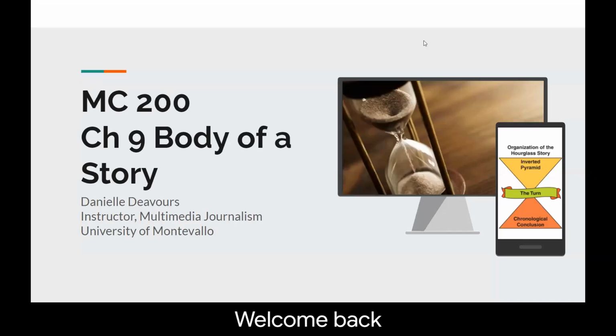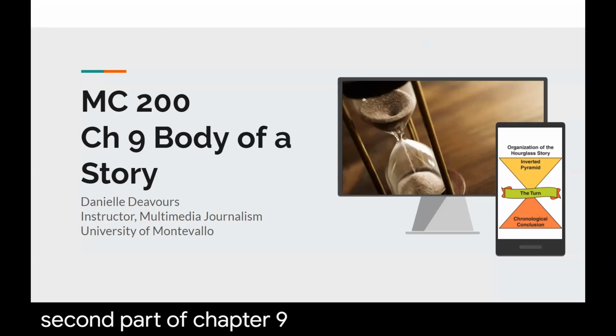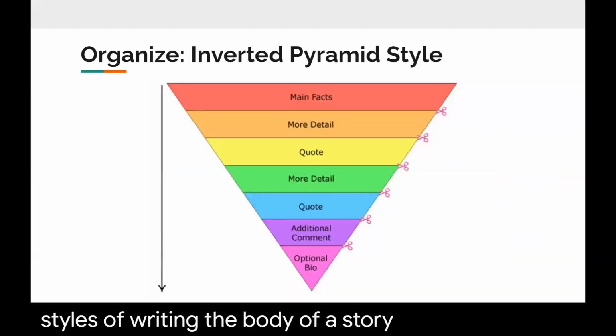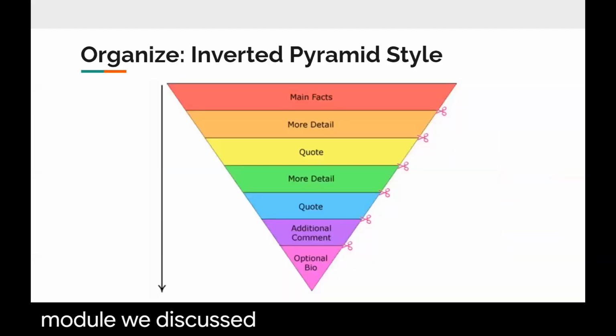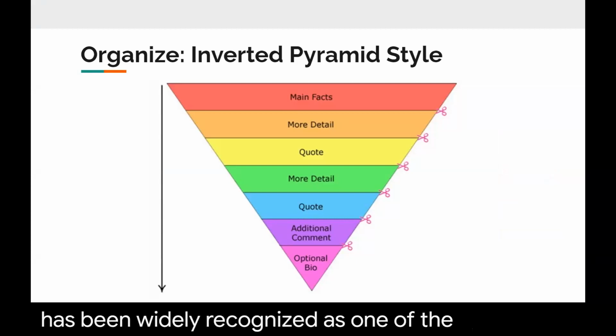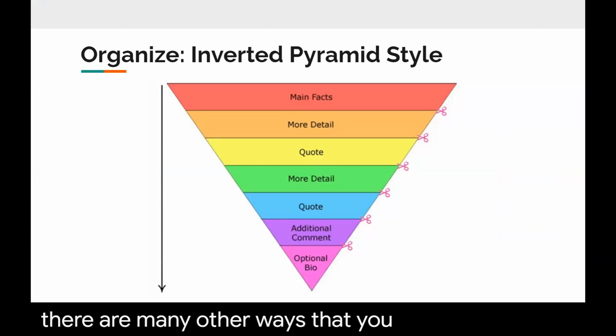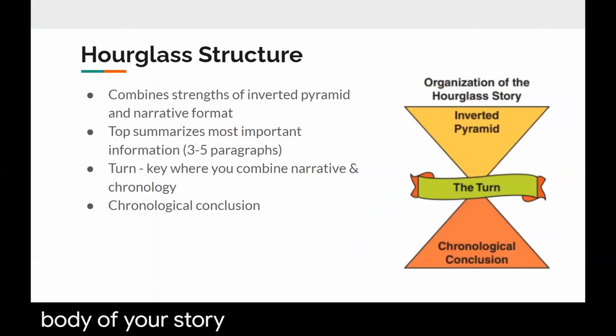Welcome back, everyone. This video will go over the second part of Chapter 9, which addresses other styles of writing the body of a story. So in the last module, we discussed the inverted pyramid style, which has been widely recognized as one of the most popular ways to write print news pieces. However, there are many other ways that you can format the body of your story.